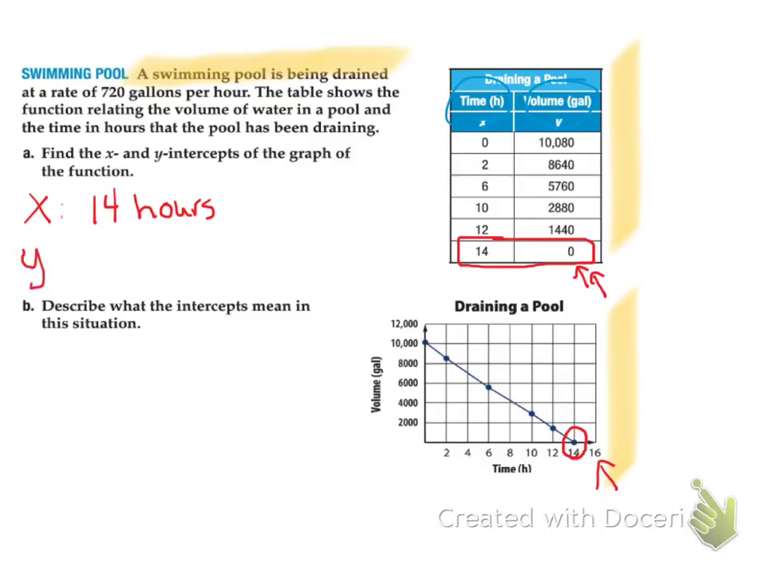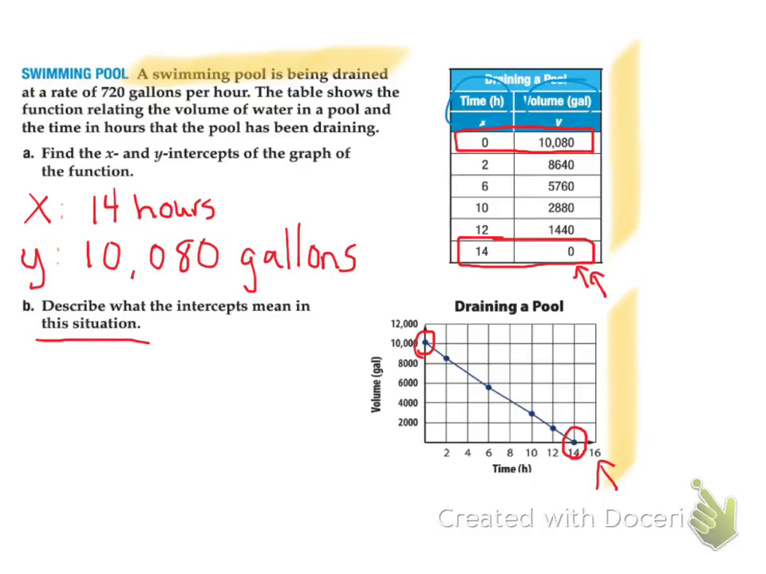Alright, what about the y-intercept? Well, if we look at it in the table, remember, it's going to have an x value of 0. And on the graph, it's crossing the y-axis. So our y-intercept is 10,080 gallons. Alright, so we've identified the x and the y-intercepts. Now we need to describe what the intercepts mean in this situation. This can confuse people sometimes, but it's really not that difficult.